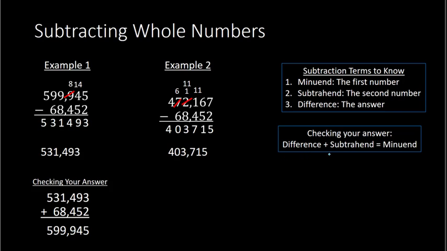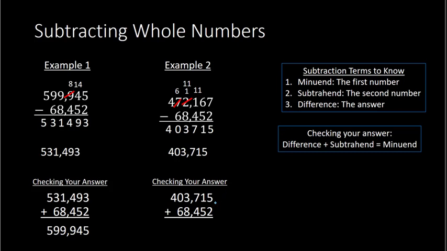And to confirm that we have the correct solution, what I can do is I can check by taking the difference plus the subtrahend. And if I do it correctly, that should equal the minuend. So I take the 403,715, I can add that with the 68,452, and that should equal the 472,167. So let's double check.